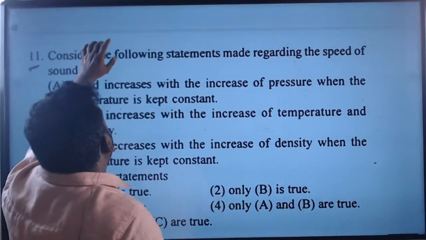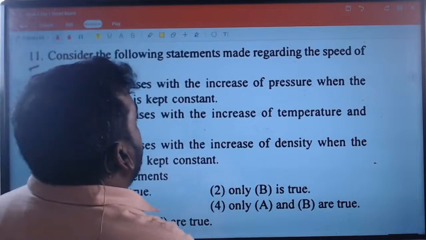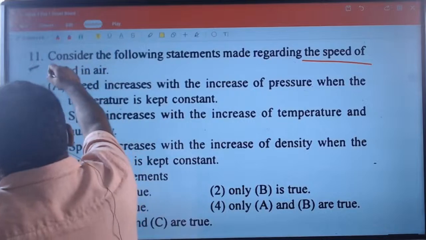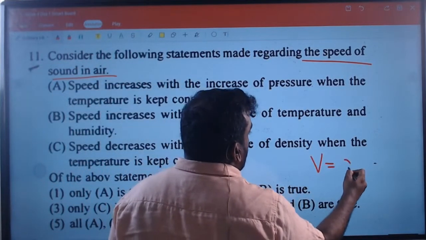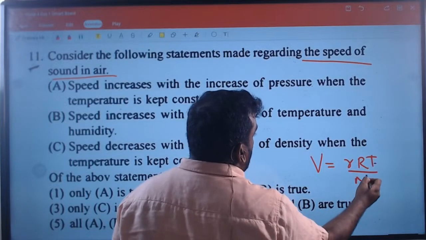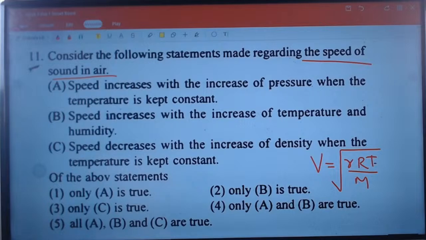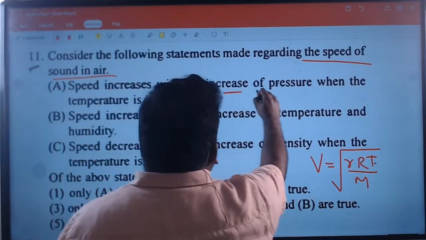Question number 11. Consider the following statements made regarding the speed of sound in air. What's the equation for the speed of sound in air? V equals the square root of gamma RT over molar mass. Statement A: speed increases with increased pressure when temperature is kept constant.